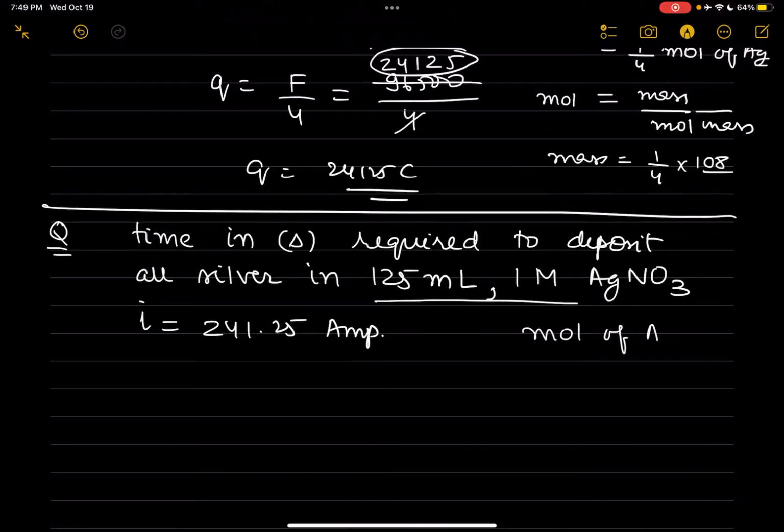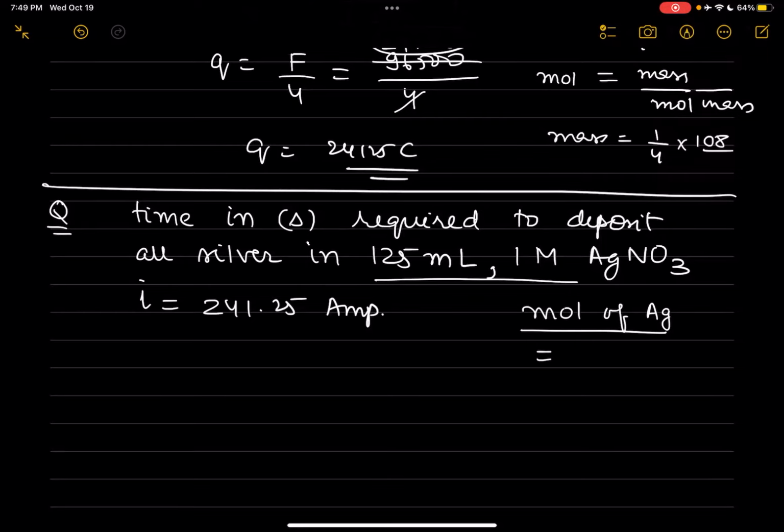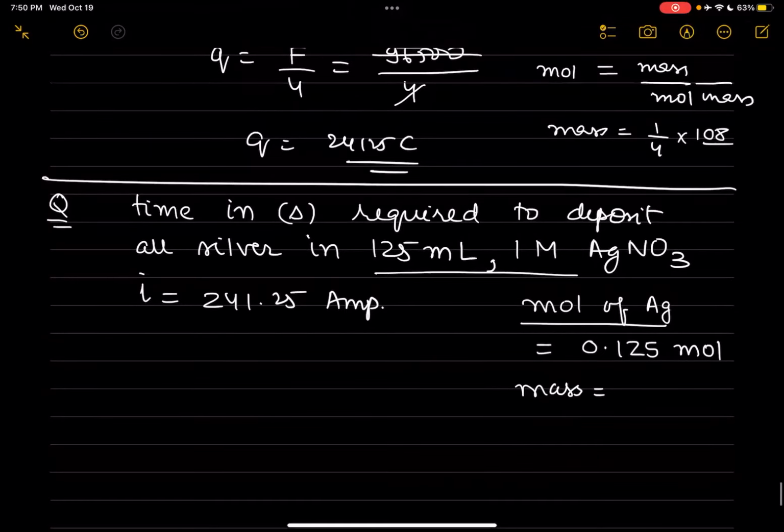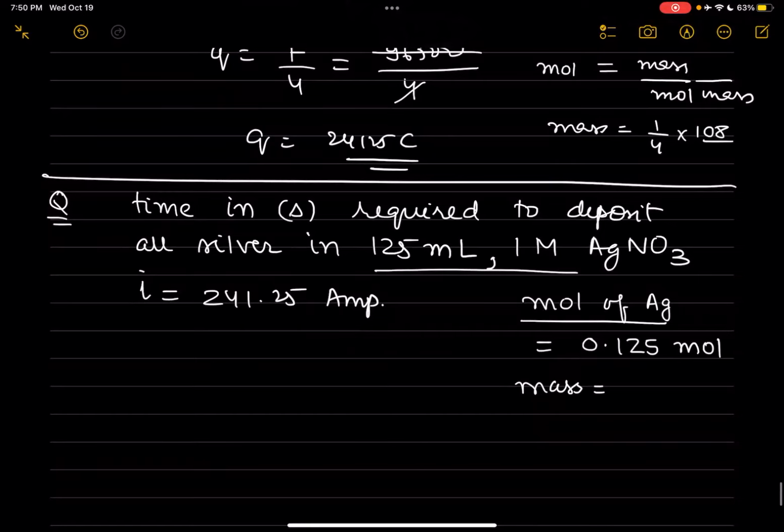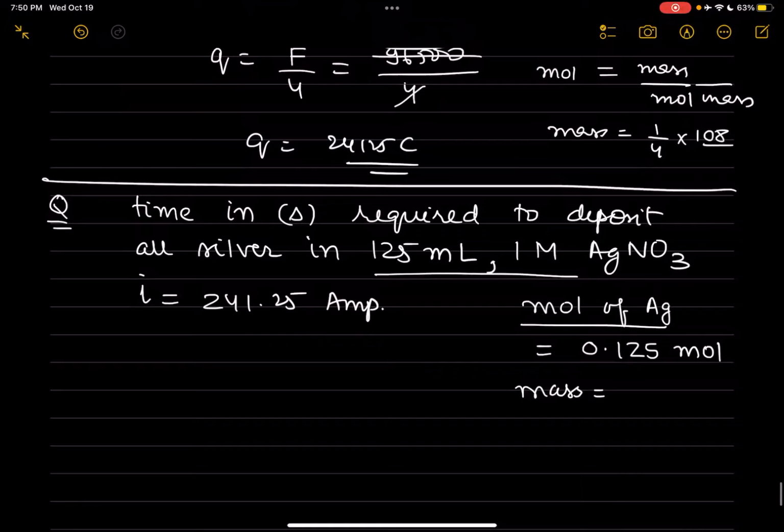Very good. Okay. Then moles of silver is 0.125. Getting it? That is molarity into volume. Volume in liter, 0.125 liter. Right? Clear? And what is the mass of silver? Anushka? Tell me. What's the mass?